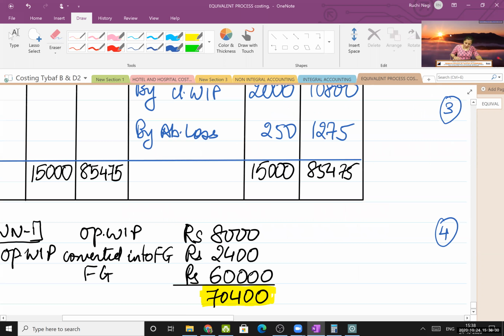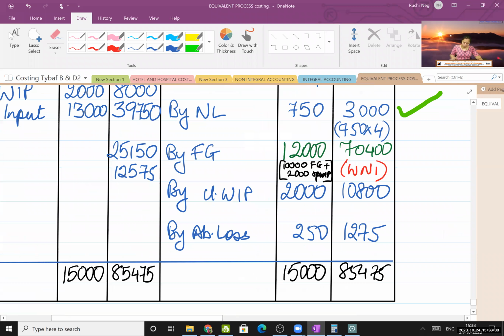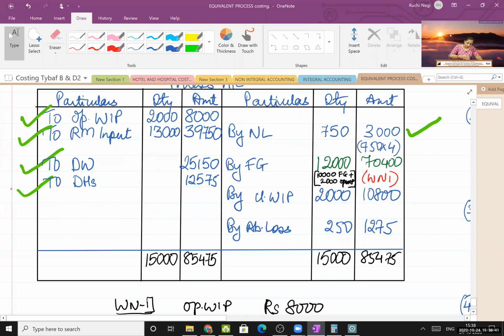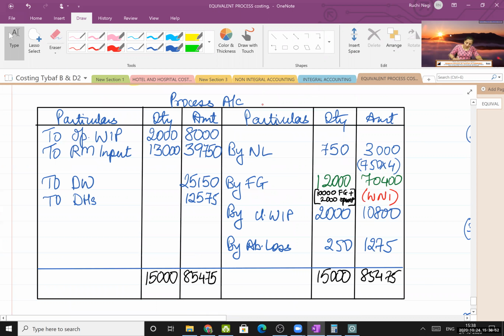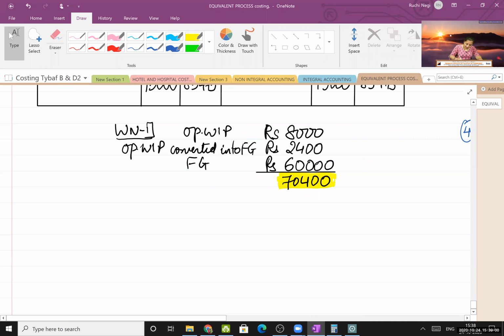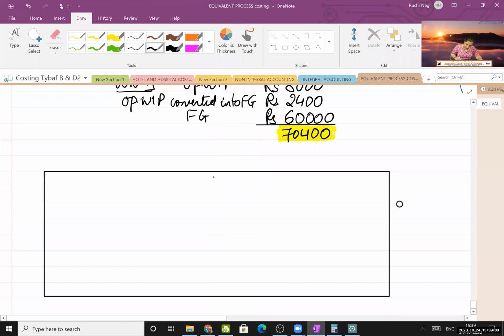Okay, so write it here. Working note number 1. Then WIP 2000. Closing WIP 2000 and value is 10,800. Abnormal loss 250 and value is 1275. And obviously this account should tally. Your debit and credit side amount should tally. Okay. Now in this there is a slight variation which I will show you.